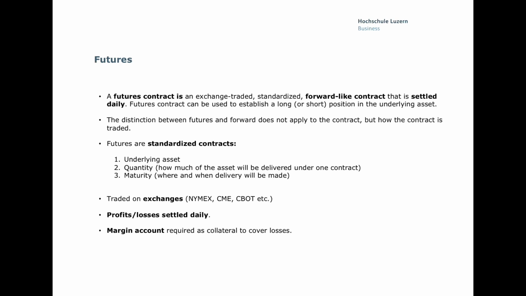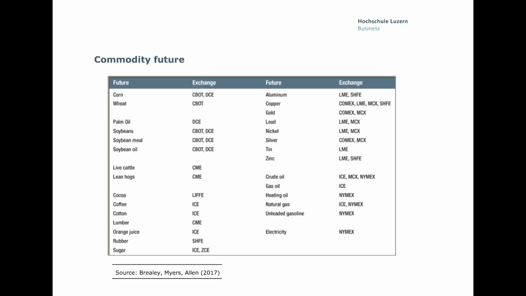The margin serves as collateral and consists of cash or treasury bills and demonstrates that you have the money to honor your side of the bargain. In session 2.2 of this course, we will talk about margin accounts in greater detail. The following table lists a few of the most important commodity futures contracts and the exchanges on which they are traded. You recognize that there are, among others, futures contracts on corn, wheat, soybeans, coffee, lumber, or even live cattle.